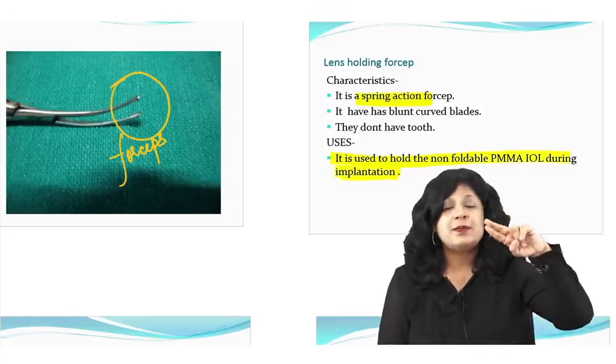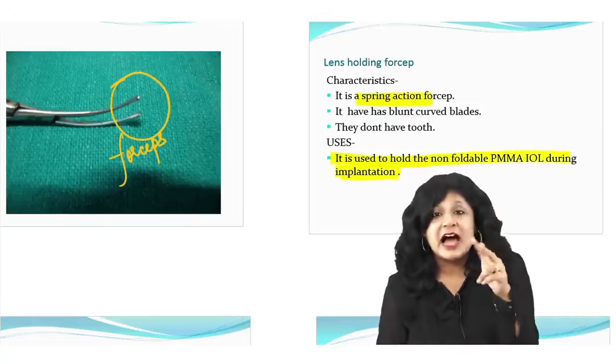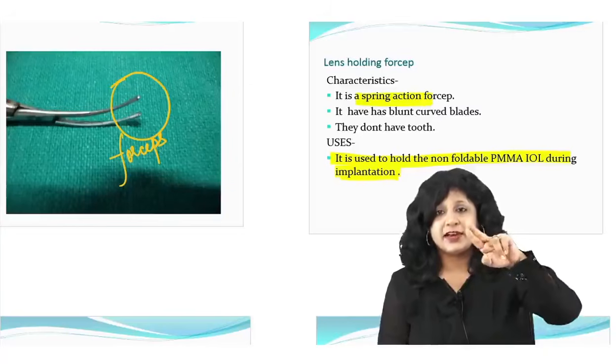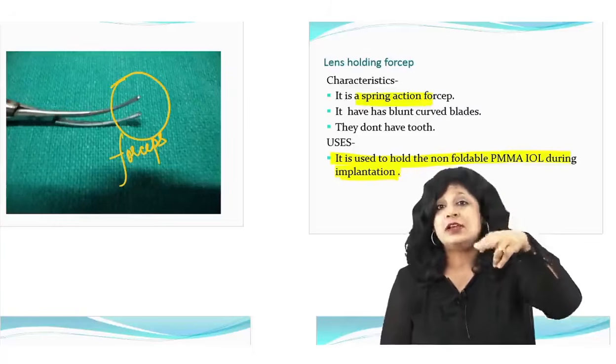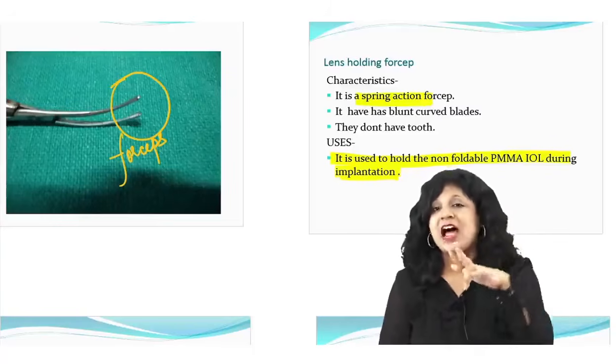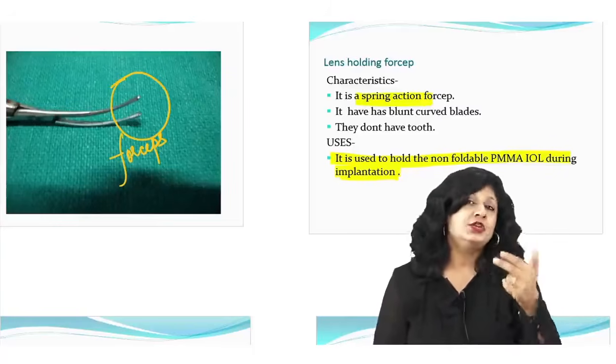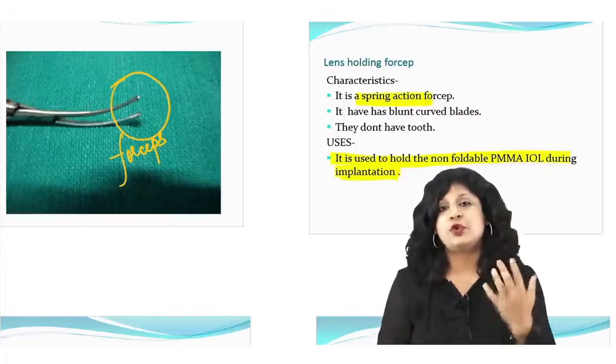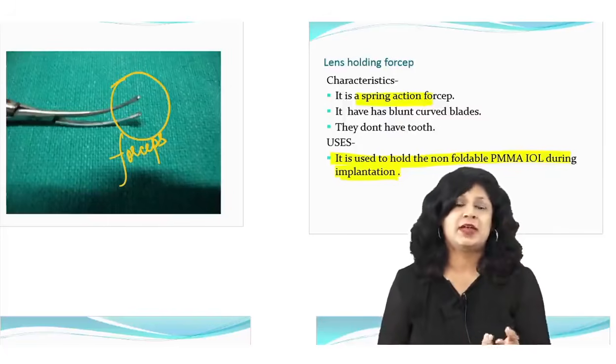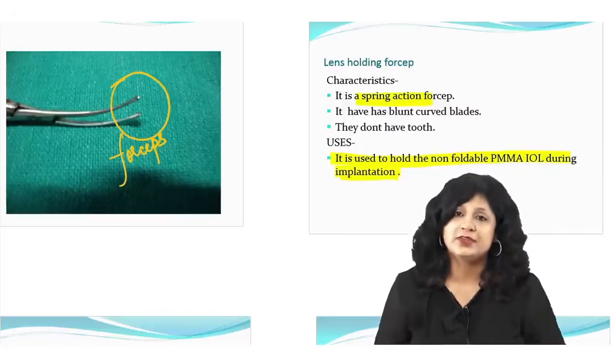The foldable ones are not that large, because when you fold it you require a smaller instrument since you are doing it in the smaller incision surgery. So they are the large curved ones. So when you are inserting the rigid one piece non-foldable PMMA IOL, this is the instrument that you are going to use.